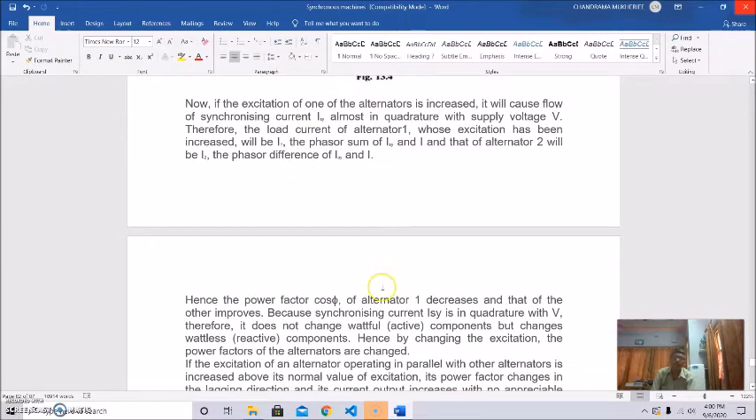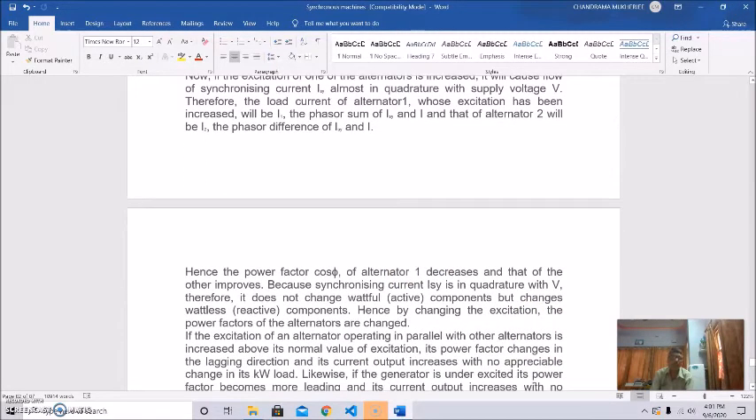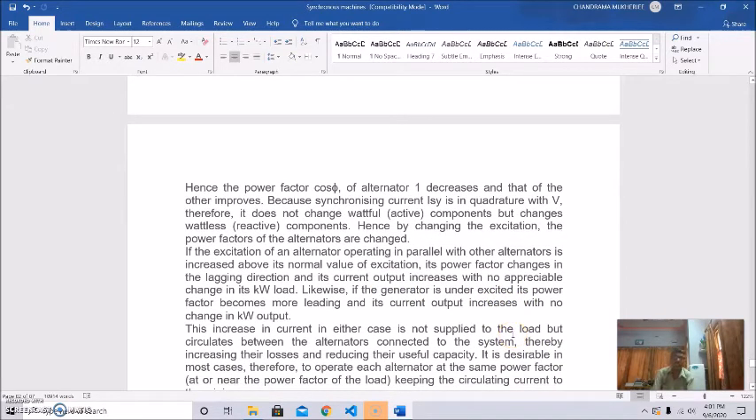Hence the power factor cos phi of alternator 1 decreases and that of the other improves, because the synchronizing current ISY is in quadrature with V. Therefore, it doesn't change the active component but changes the reactive component, and by changing the excitation, the power factors of the alternators are changed. So this is important. If the excitation of an alternator operating in parallel with other alternators is increased above its normal value, its power factor changes in the lagging direction and its current output increases with no appreciable change in its kilowatt load.